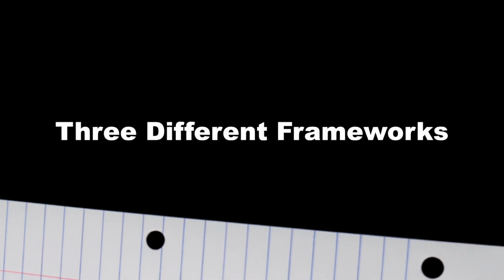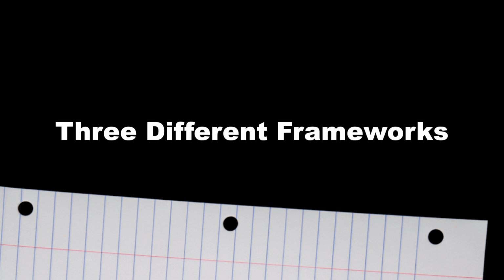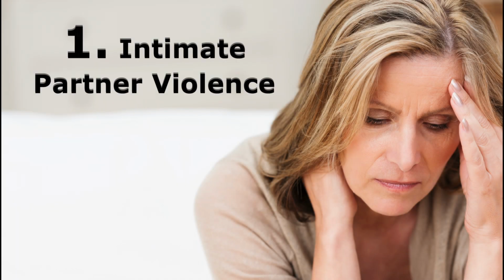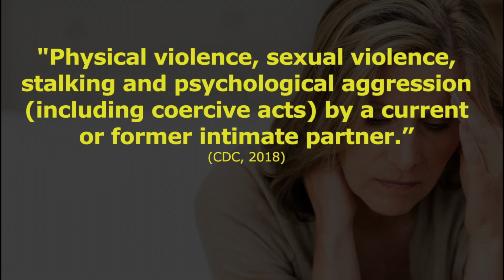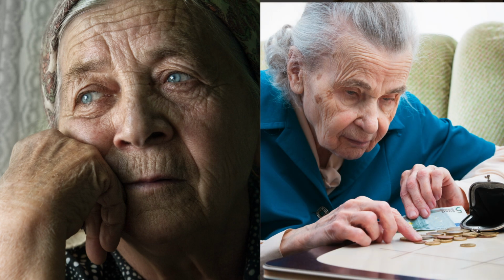Dr. Brownell describes 3 different frameworks that have been used to address elder abuse. The first is the Intimate Partner Violence Framework, or IPV for short. Within this framework, violence against older women includes physical violence, sexual violence, stalking, and psychological aggression, including coercive acts, by a current or former intimate partner. Although this definition acknowledges gender, it is not specific to older women. It also excludes financial abuse and does not include neglect.